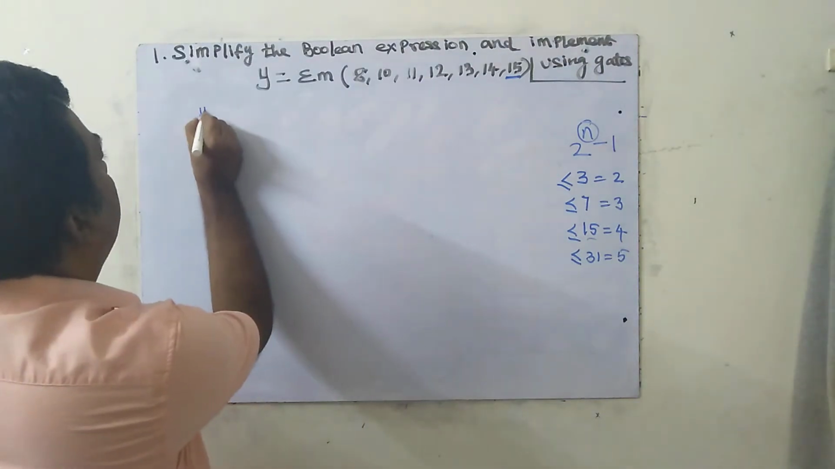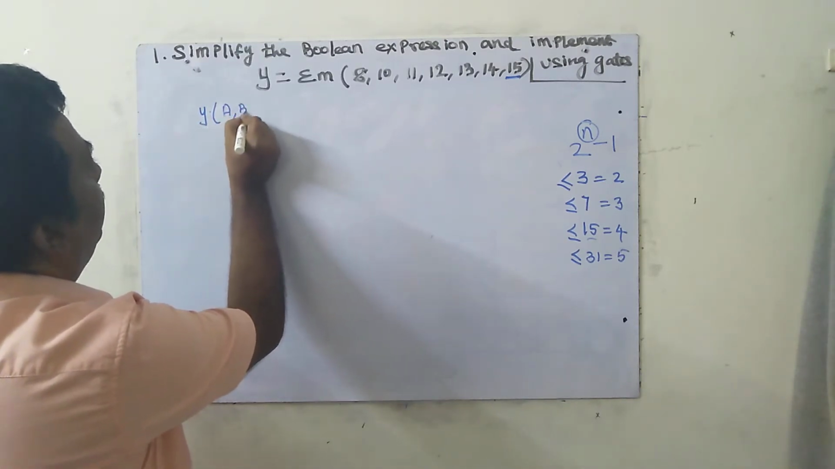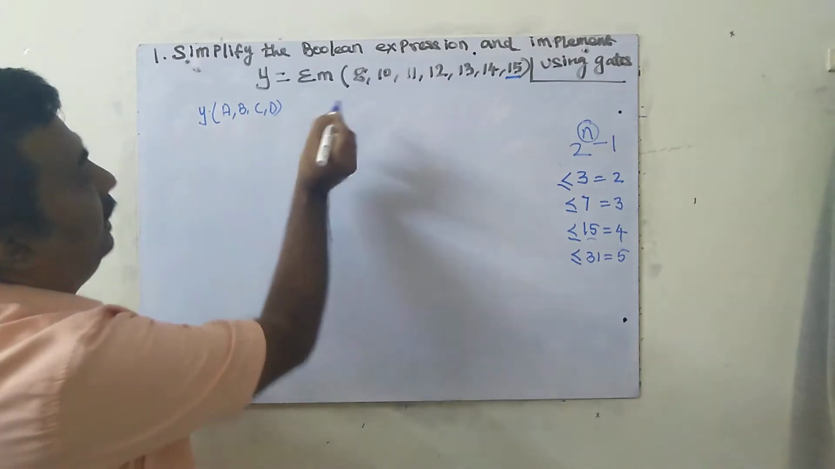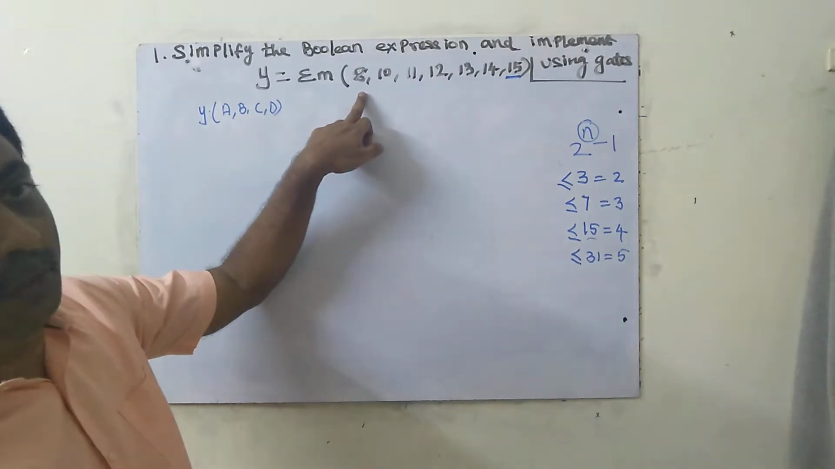So Y equal to a function of how many variables? A, B, C, D. These are the inputs. So we have to convert this into binary form.